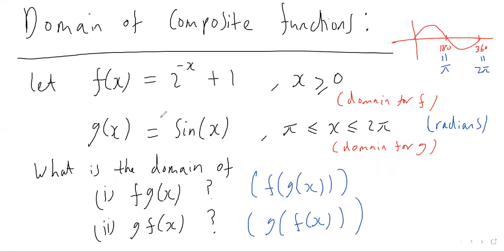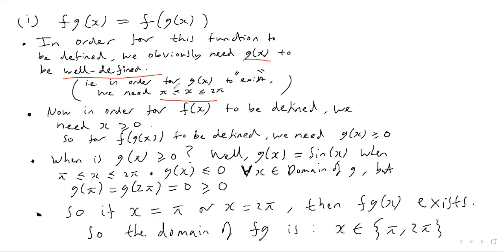So we go back here. g of x only exists if x is between pi and 2 pi, because the question told you this function only exists in this domain here. So in order for this function to exist, we need x to be between pi and 2 pi. Okay, so that's what we need.